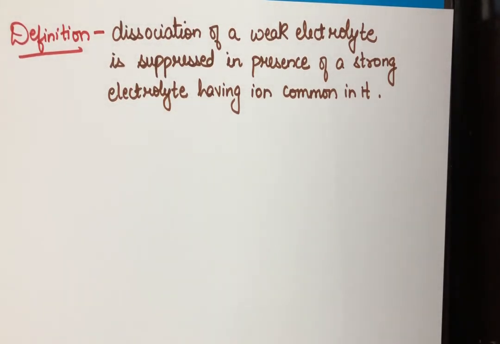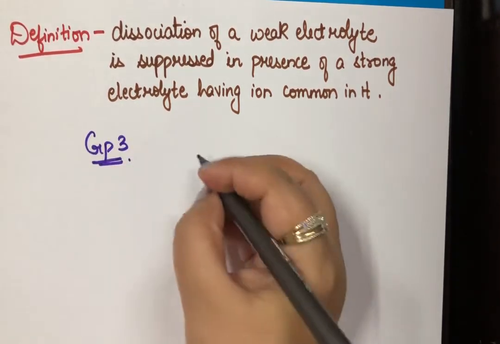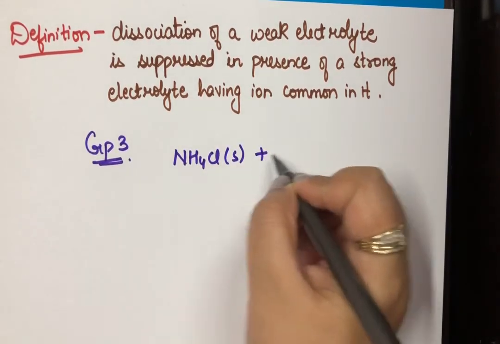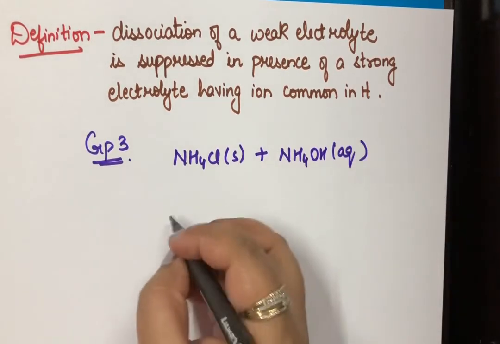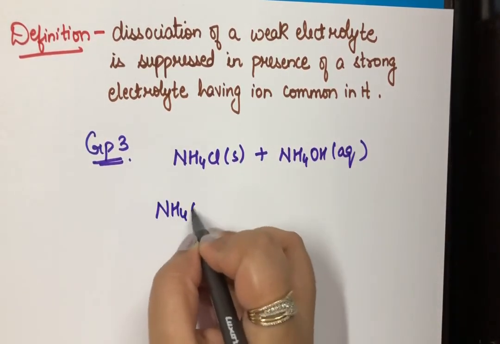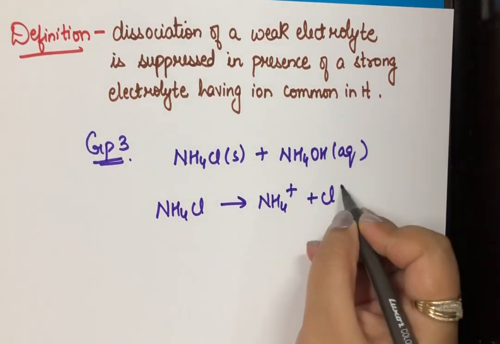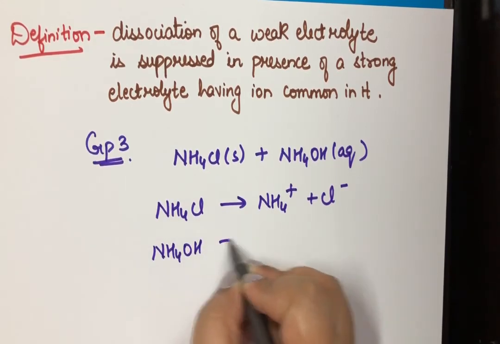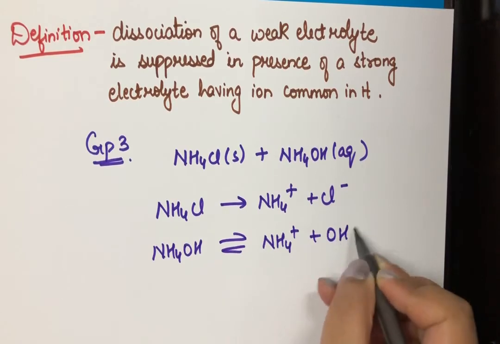Now let me take another example wherein the common ion effect is again happening. Let me take group 3. In group 3, we have added NH4Cl in the solid form plus NH4OH in the aqueous form. Now again, what is happening when you have added NH4Cl? Being a strong electrolyte, it will break into NH4 plus and Cl minus. And when you add NH4OH, an equilibrium is set up, giving NH4 plus and OH minus.